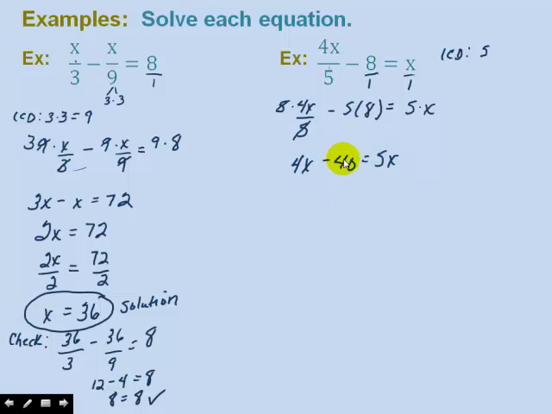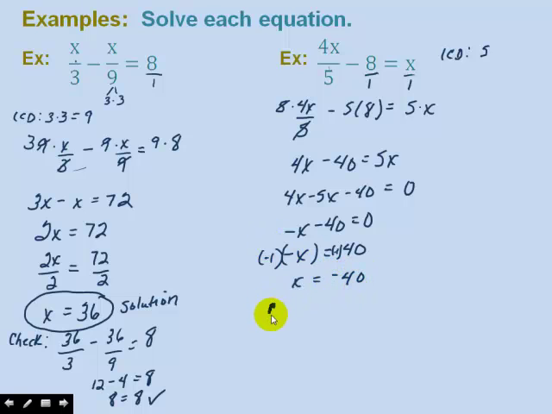And now we're just solving the equation. So if we subtract 5x from both sides, we have a 0 over here. And then if we add 40 to both sides, that leaves us with just negative x here. So we have negative x equals 40, and then if we multiply both sides by -1, that gives us x equals -40.